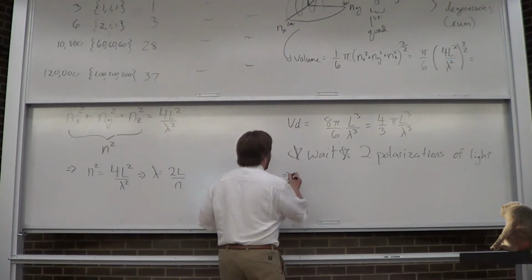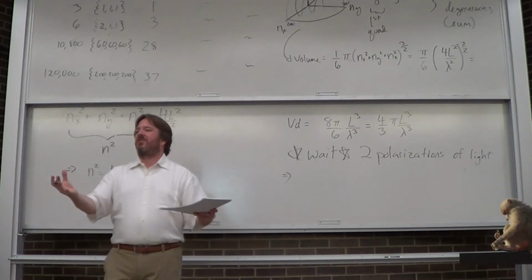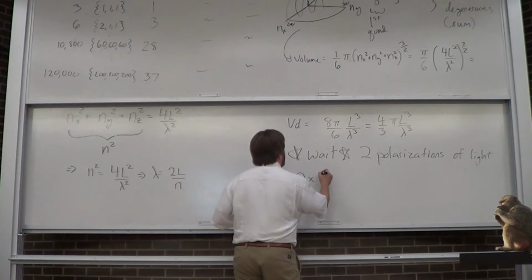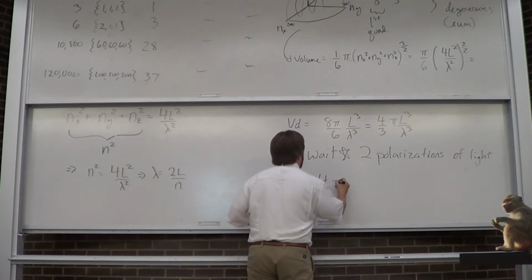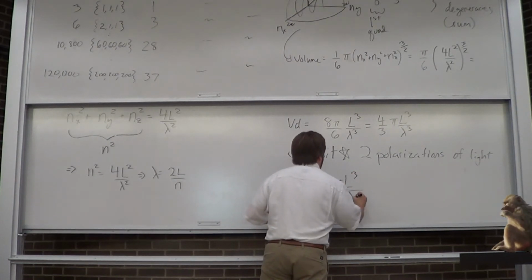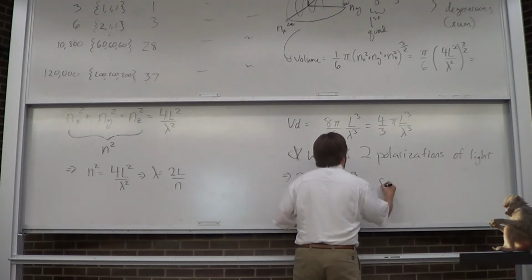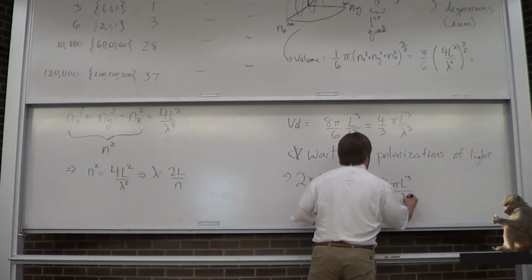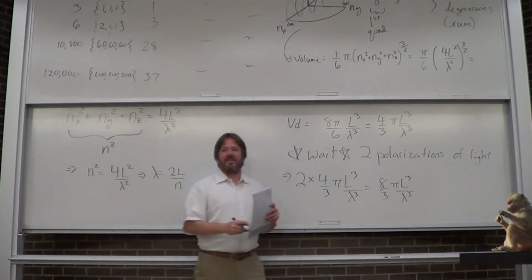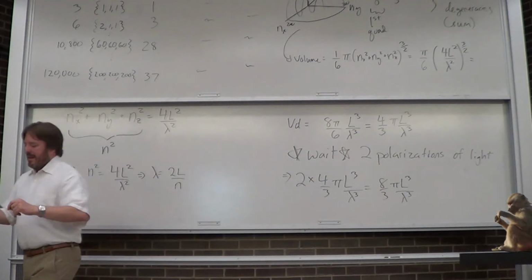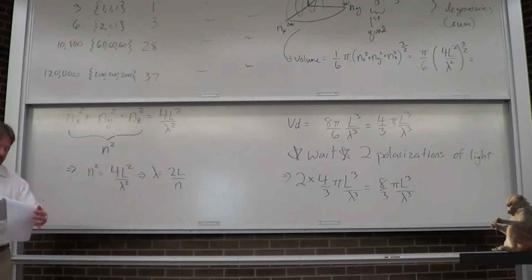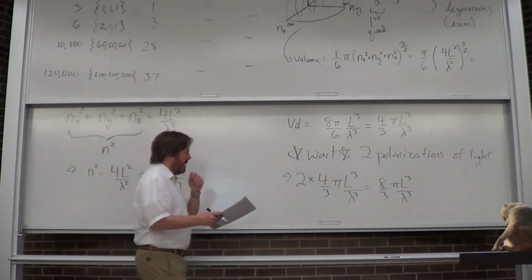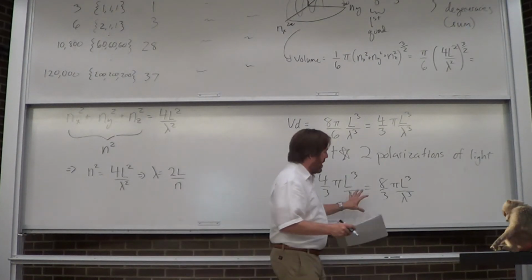And therefore, it's like an extra degeneracy factor. So what you have to do is multiply by 2. And so now we have 8/3 pi L cubed over lambda cubed. That's the degeneracy factor. Okay, so notice that we're on our way in a big way.